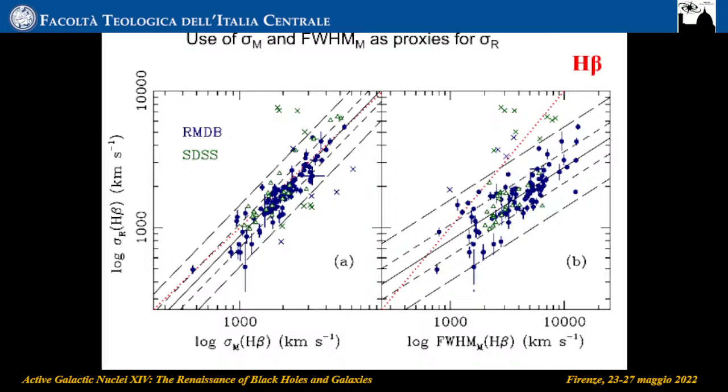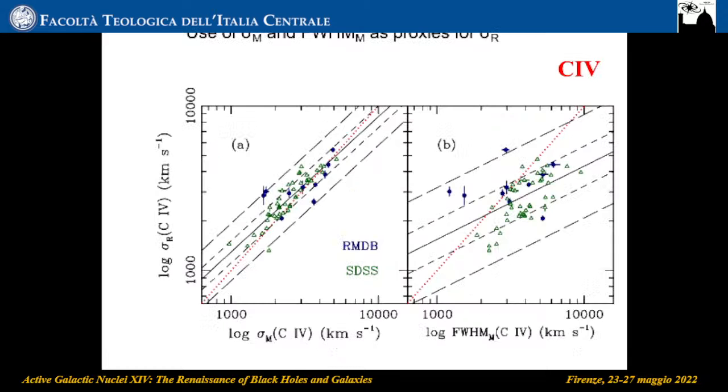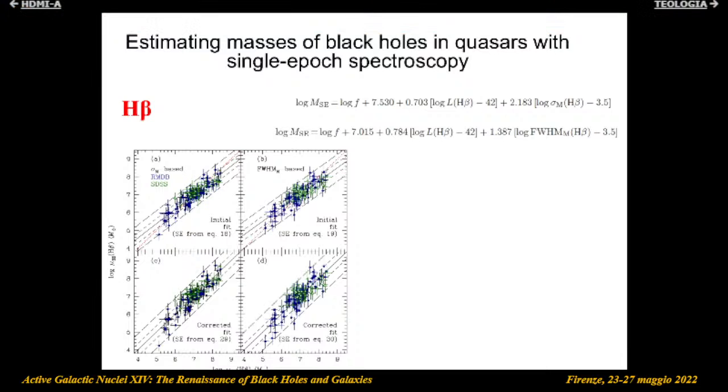So for H beta, we can use both the sigma in the single epoch spectrum or the full width at half maximum. And for carbon 4, we see that we can use mainly the sigma, but we can use also the full width at half maximum, but with a much higher scatter. So we have to take that into account when we get the final measurement of the mass. And one thing we have been providing, and are still working on to refine, is the empirical formula to get the black hole mass by using single epoch spectra.